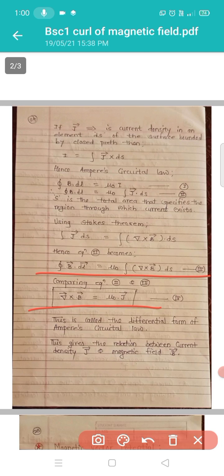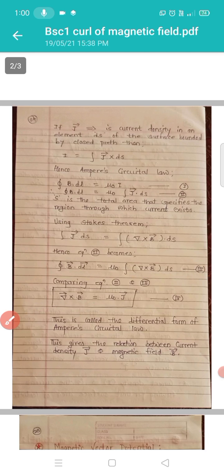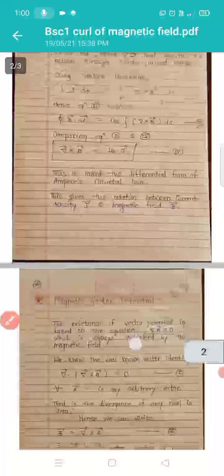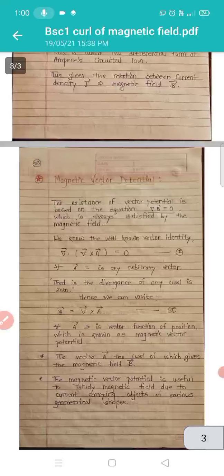Mu naught is the absolute permeability. This is called the differential form of Ampere's circuital law, and it gives the relation between current density J bar and the magnetic field B bar. This is the curl of magnetic field. Understood? Then the next part is magnetic vector potential.